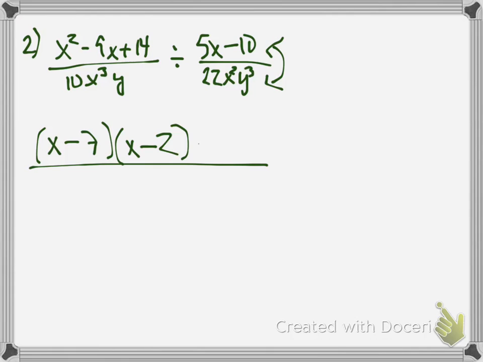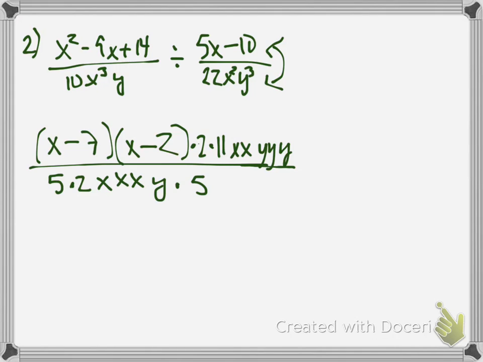I'm switching the second fraction, so I'm breaking up the 22, which would be 2 times 11, 2 x's, 3 y's. And then the 10 is 2 times 5, 3 x's, 1 y. And then I can take out a 5 and be left with an x minus 2, because 10 divided by 5 is 2. So the x minus 2's would cancel out, 2 sets of x's would cancel out, a y would cancel out, and that's it.